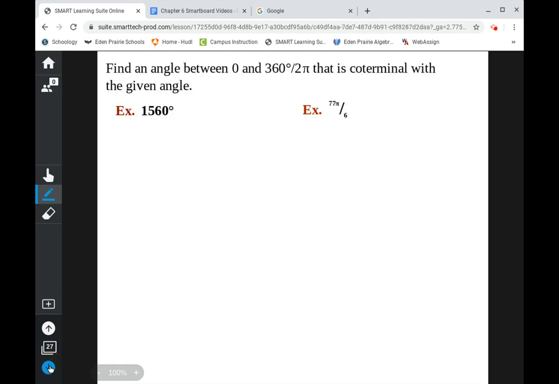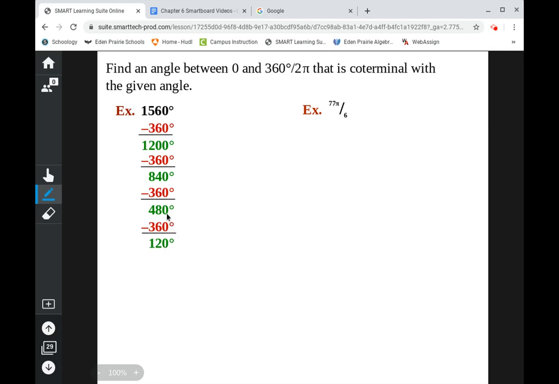So now if the question asks you to give an answer between 0 and 360 or 0 and 2 pi that is coterminal, you'll have to keep on subtracting. So let's take 1,560 degrees, and let's get that to be a coterminal angle between 0 and 360. What will I do? Keep on subtracting 360 until I get to a number between 0 and 360. You can see I subtracted once, twice, 3 times, a fourth time, and finally I'm at 120 degrees.